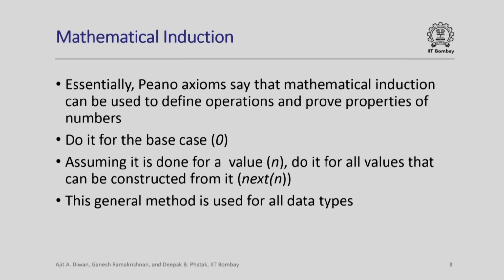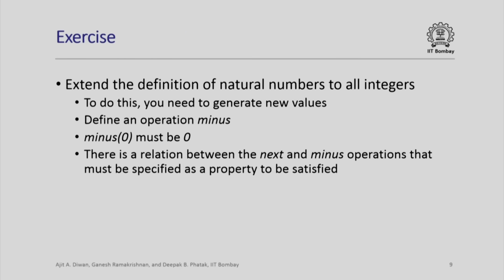So, we need to do it for the base case, which in this case is 0, and assuming it is done for a particular value n, we define it for a value constructed from it. In this case, next n is the only way of constructing a value from n. So, assuming it is defined for n, we define it for next n, and this will give a general method for defining all data types that we will come across later. So, this idea of recursive definition is crucial for many problems in computer science, and you should try and become very familiar with it. So, here is an example.